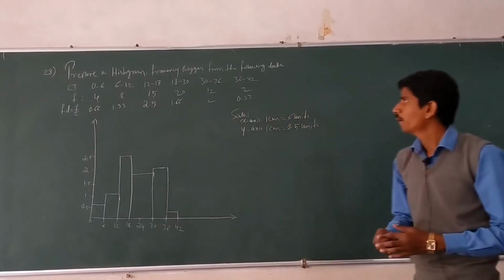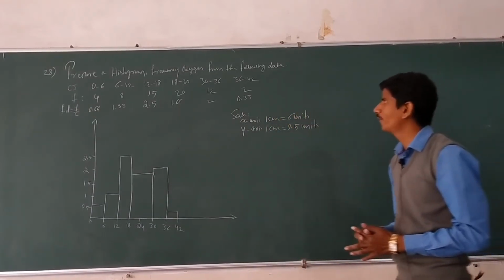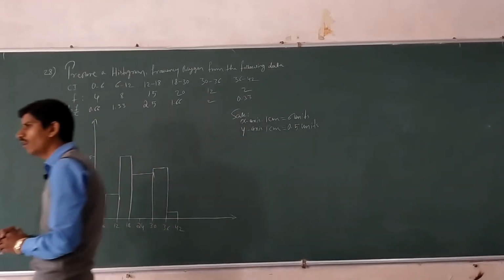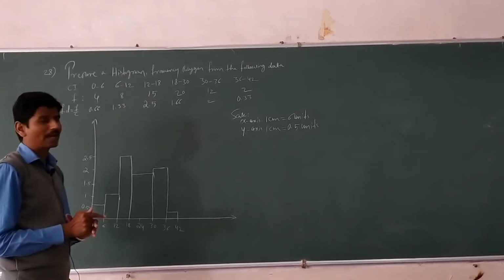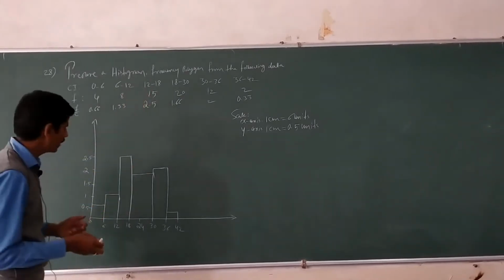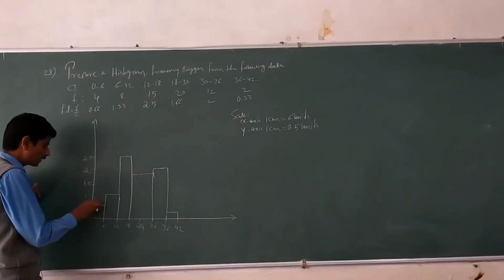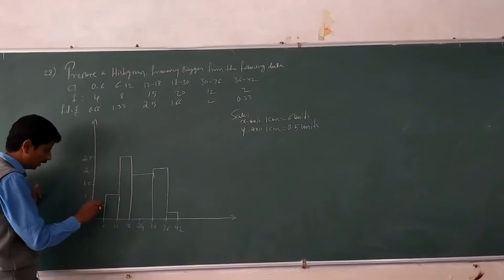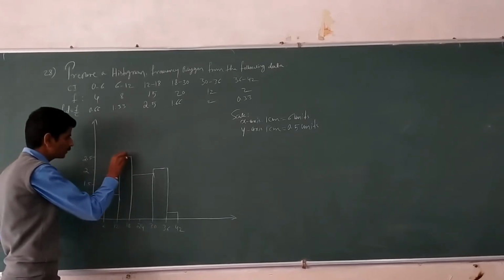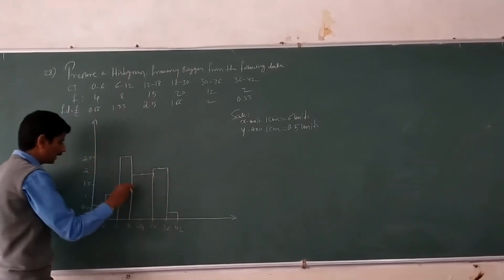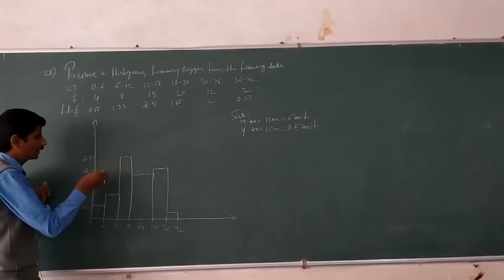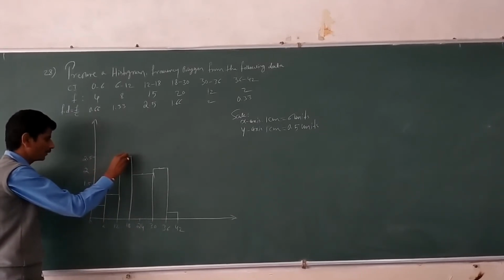Next, you have to draw the frequency polygon. What is a frequency polygon? On joining the midpoints of the upper sides of the rectangles, a frequency polygon is obtained, and these points are joined by a straight line.